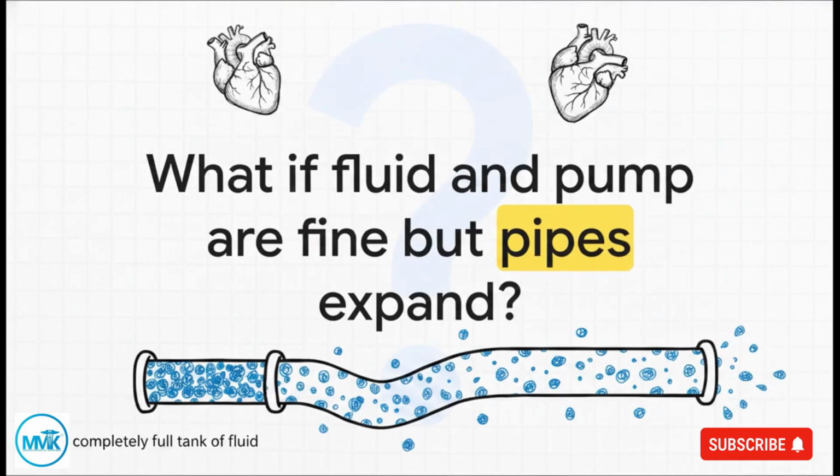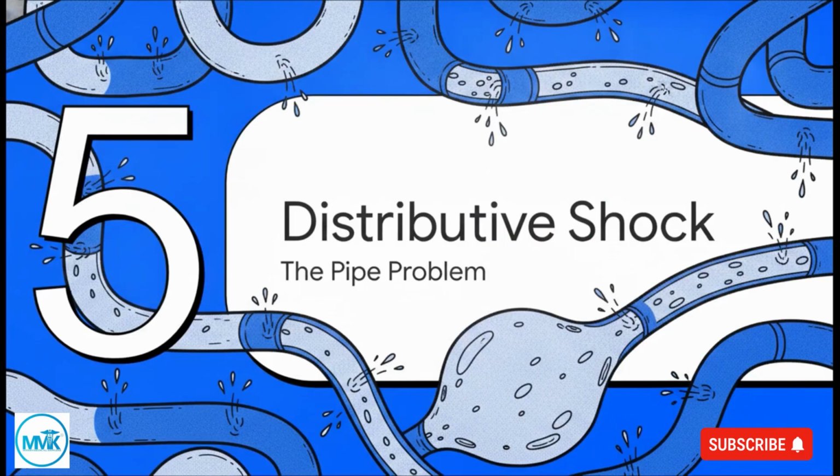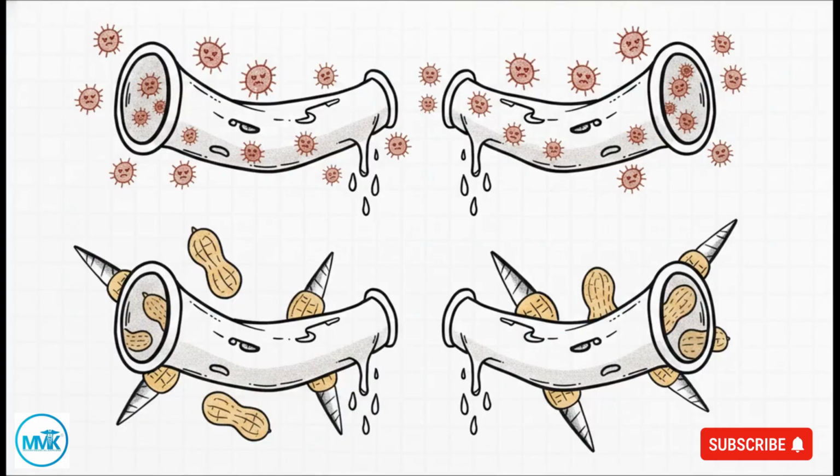Okay, time for one more what if. What happens if the heart pump works perfectly and you started with a completely full tank of fluid, but suddenly, out of nowhere, the pipes expand to 3 times their normal width and become highly porous? Section 5. Distributive, the pipe problem. Now, this category often trips people up, but just remember this: the container has suddenly become way too big for the fluid inside it. The fluid didn't actually leave the body, but the pipes dilated and became leaky.